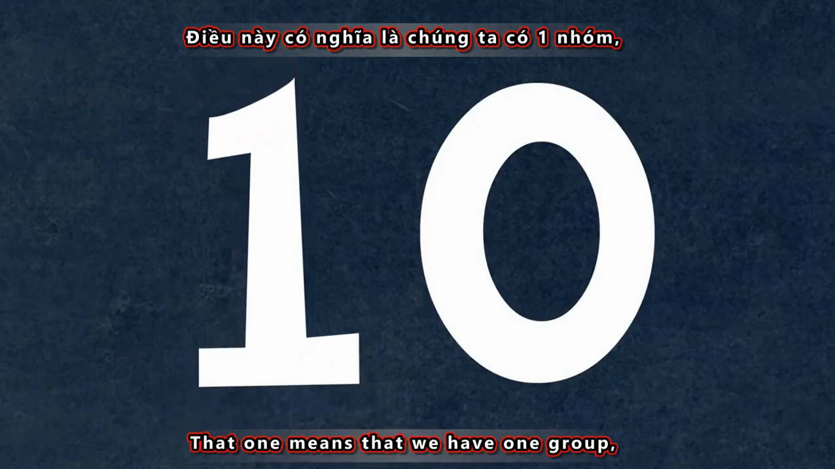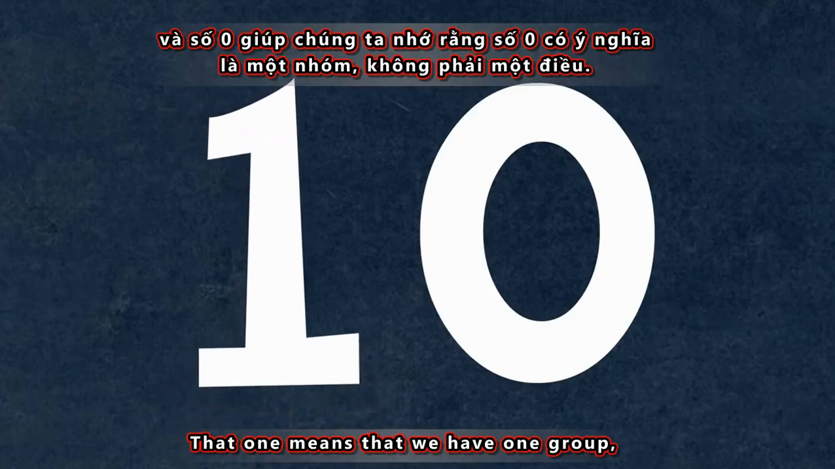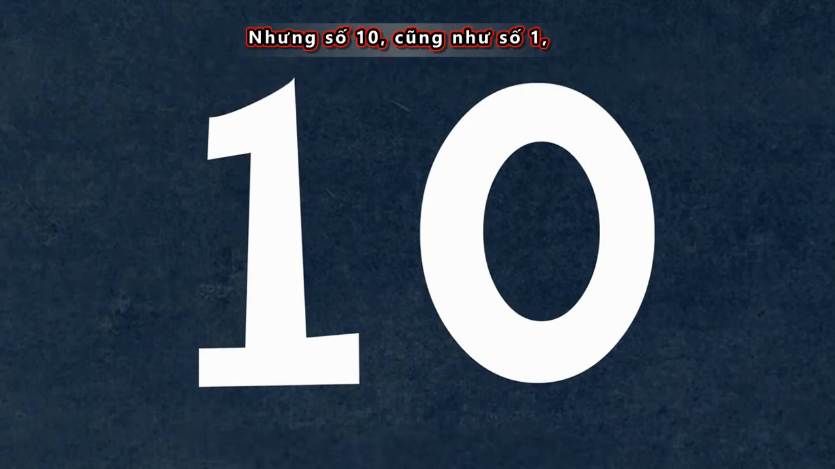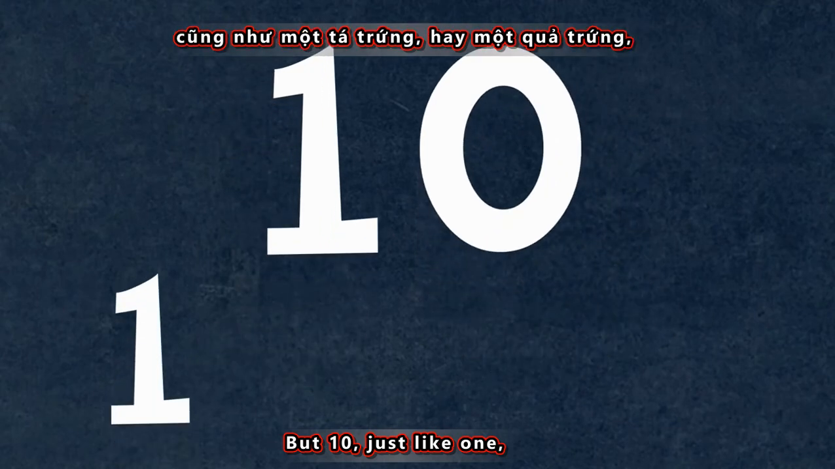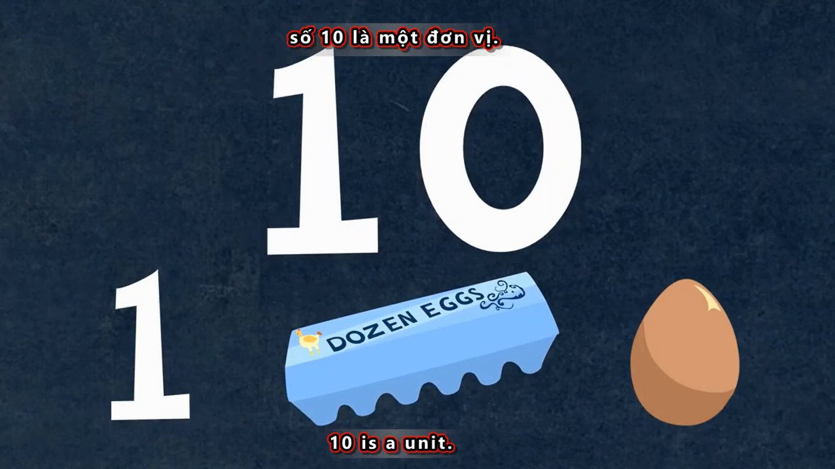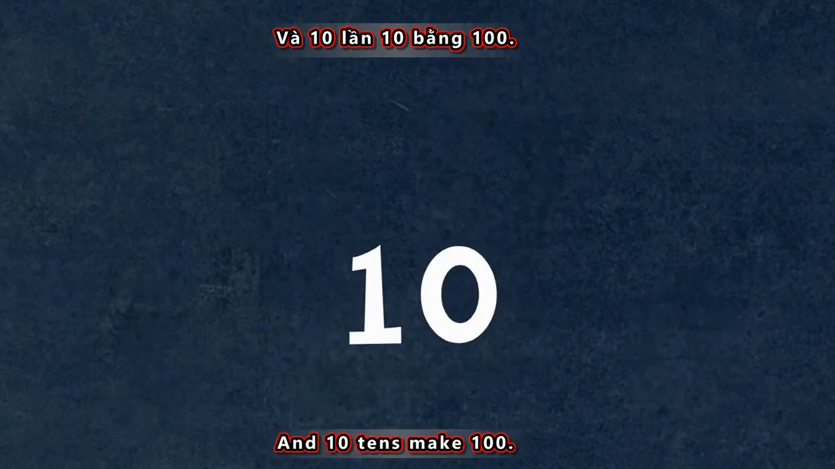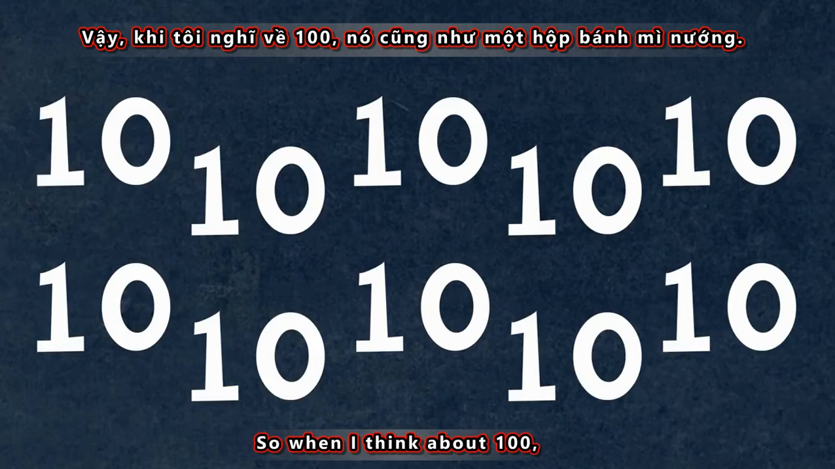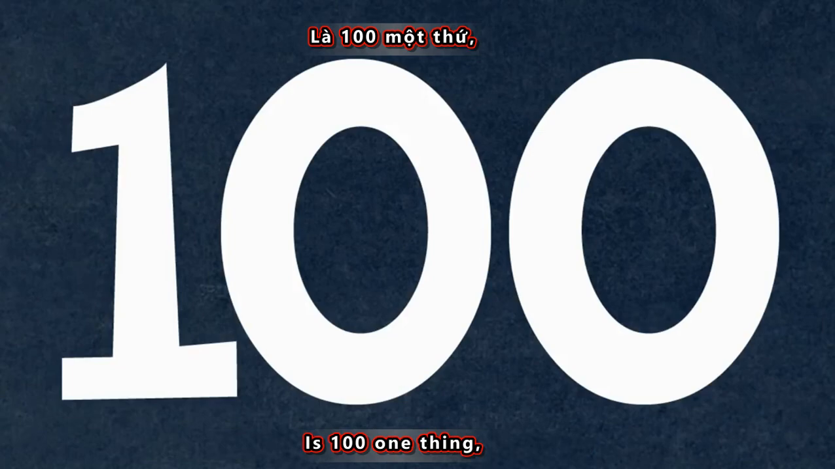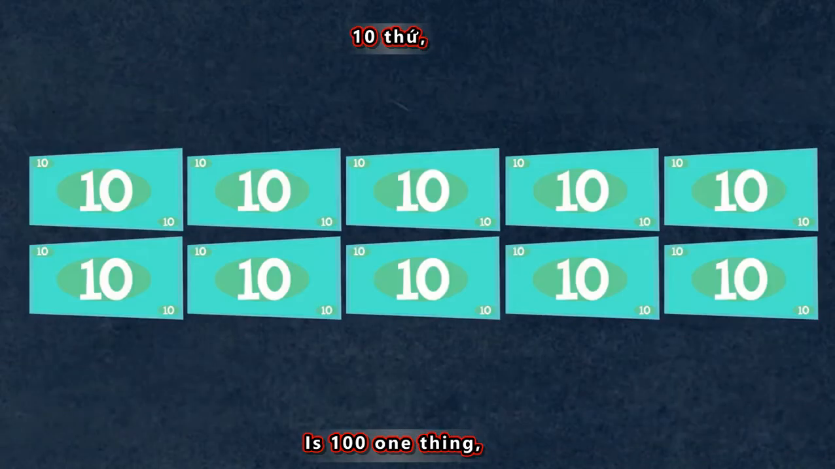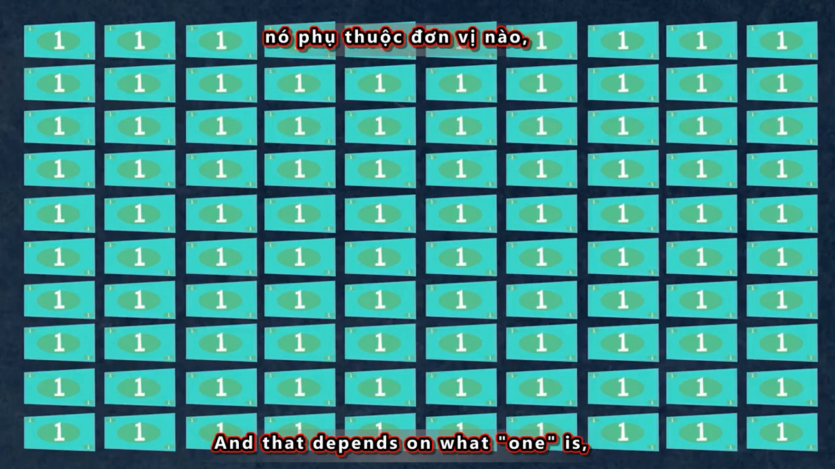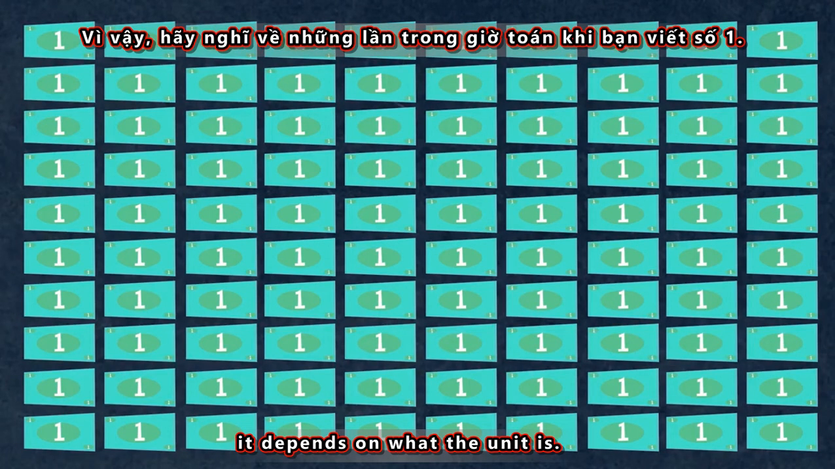That 1 means that we have one group. And the 0 helps us remember that it means one group, not one thing. But 10, just like 1, just like a dozen eggs, just like an egg, 10 is a unit. And 10 tens make 100. So when I think about 100, it's like the box of toaster pastries. Is 100 one thing, 10 things, or 100 things? And that depends on what 1 is. It depends on what the unit is.